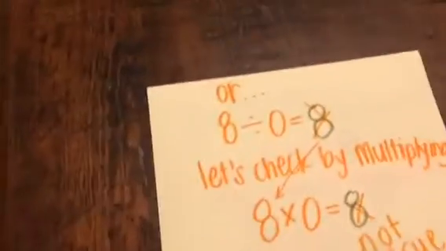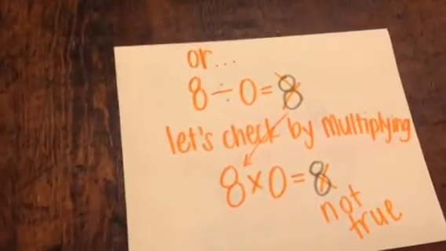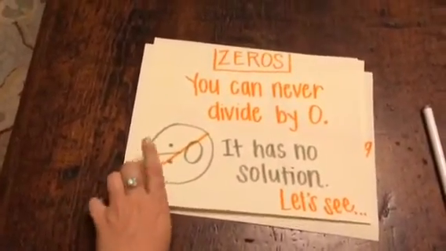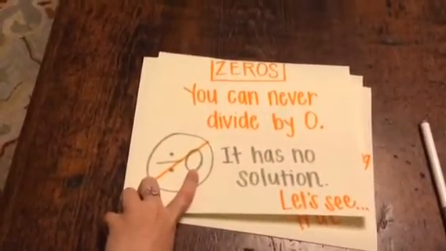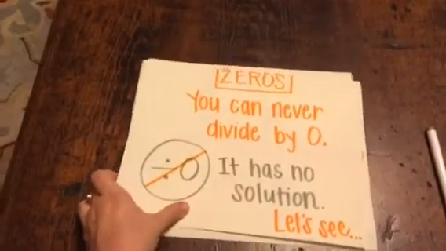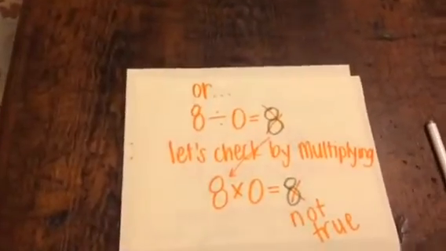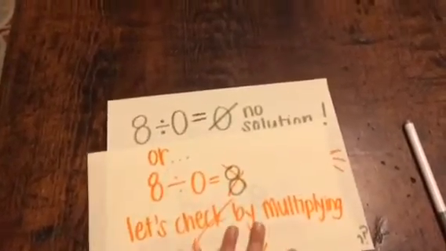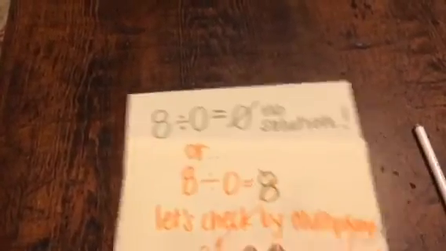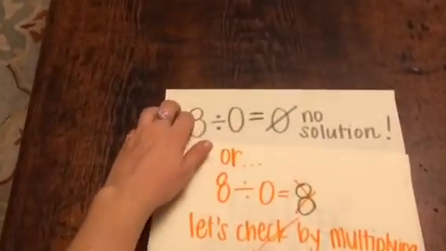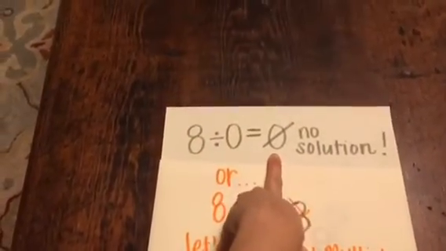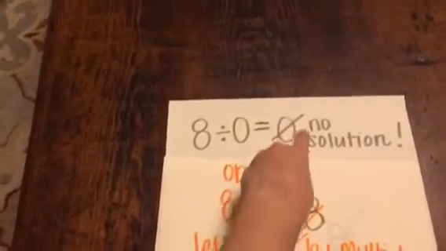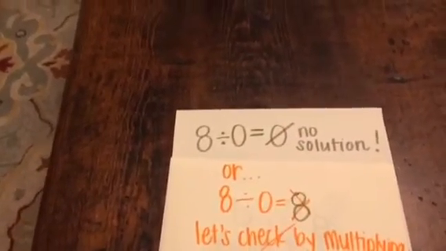So again, we're referring back to our rule that you can never divide by 0. You can't take a number and divide it 0 times. It doesn't have a solution. So 8 divided by 0 has no solution. And how we would write that is we put a big O and a line through it, like no solution, no way.